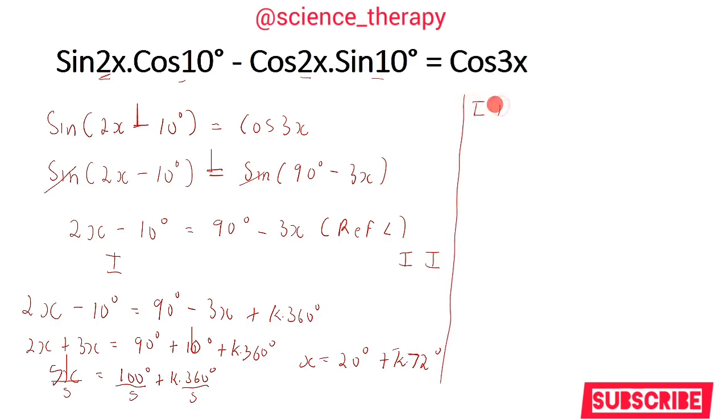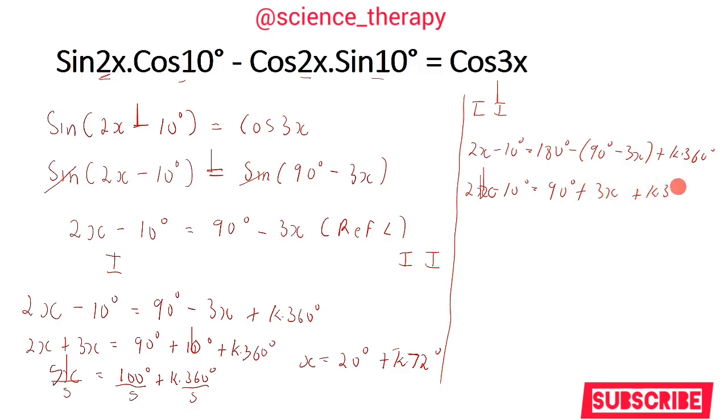Having to solve for the second quadrant, we know the angle now should be 2x minus 10 degrees, and that's 180 minus the reference angle. But remember, our reference angle now is 90 minus 3x, right? Then plus k 360 degrees, right? Now at this point we have 2x minus 10 degrees is equal to 180 minus 90, that's 90 degrees, and negative, that's plus 3x, and then plus k 360.